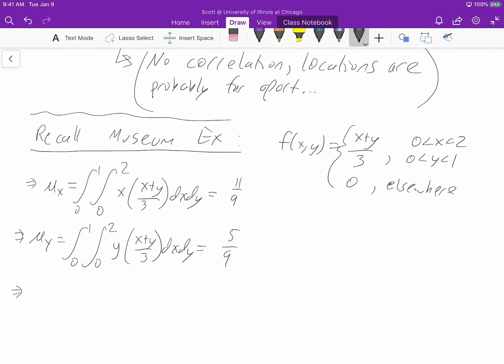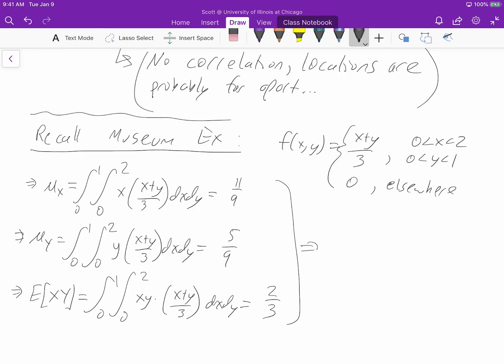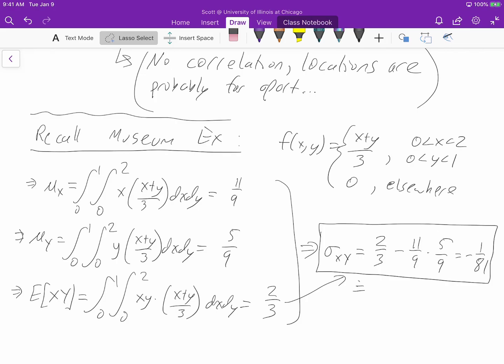Okay? The other quantity we need to get the covariance for this joint distribution, or these two random variables, x and y, is the expected value of x times y, integrate over all y, integrate over all x. Now our function is x times y that we're taking the expected value of. Joint probability distribution in there, dx dy, and you should get 2/3 after that integral. Okay? So from those three quantities, and hand waving our way through the integration process, we have sigma xy equals 2/3, that's the expected value of xy, minus the product of the two means, which is 11/9 and 5/9, and we get something non-zero. I think we get, well, here, I'll just put it over here, -1/81. Now it looks like a small number, 1/81, right?